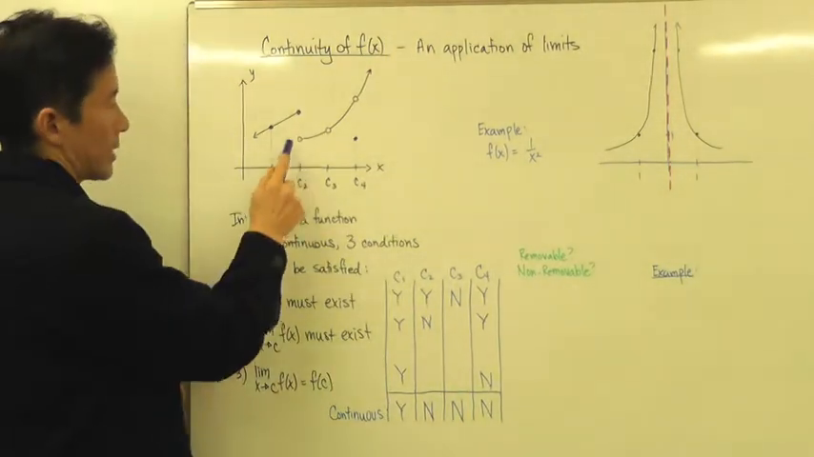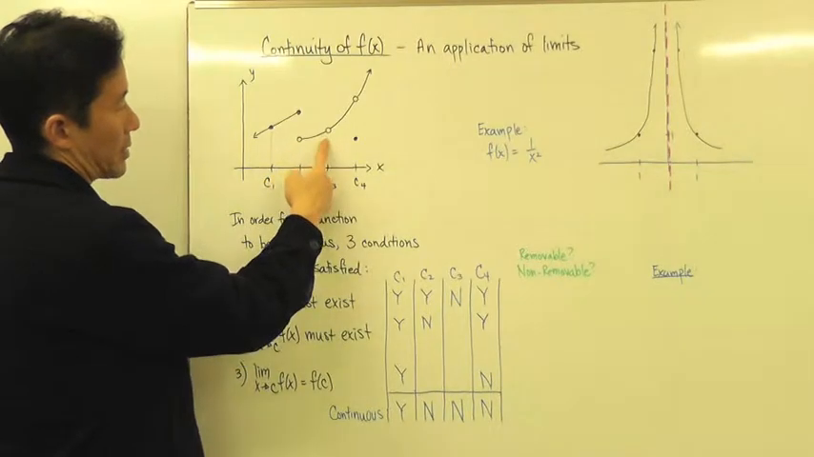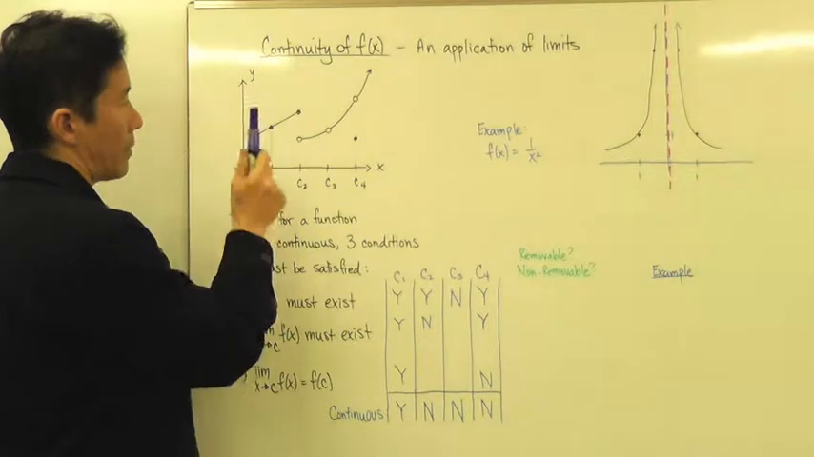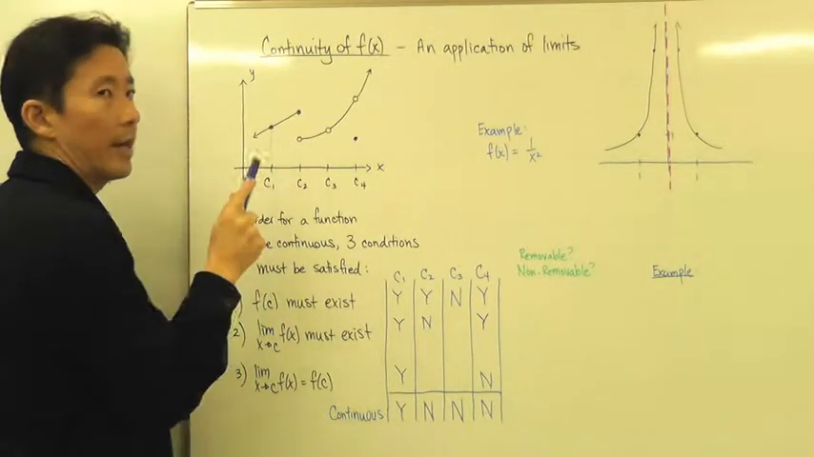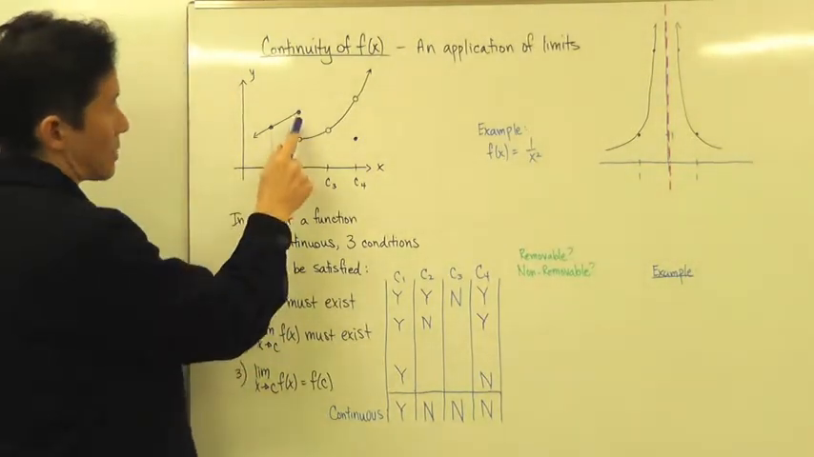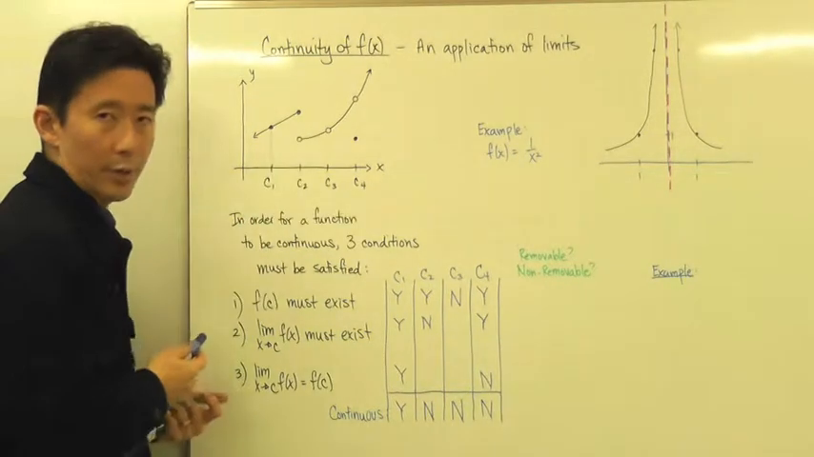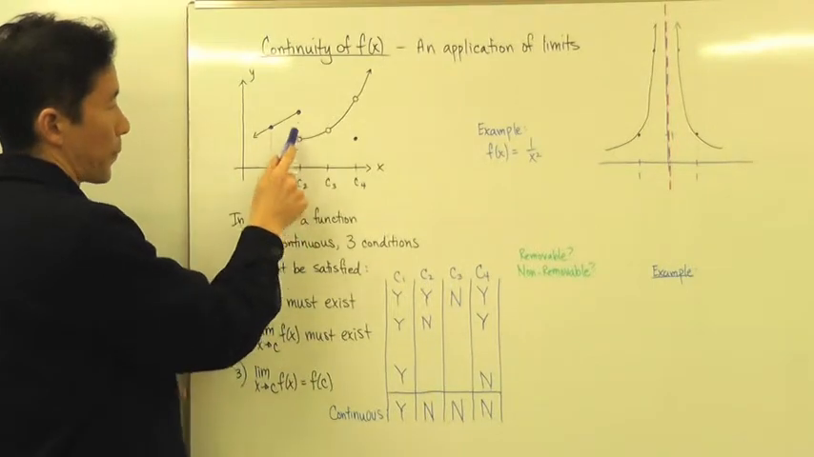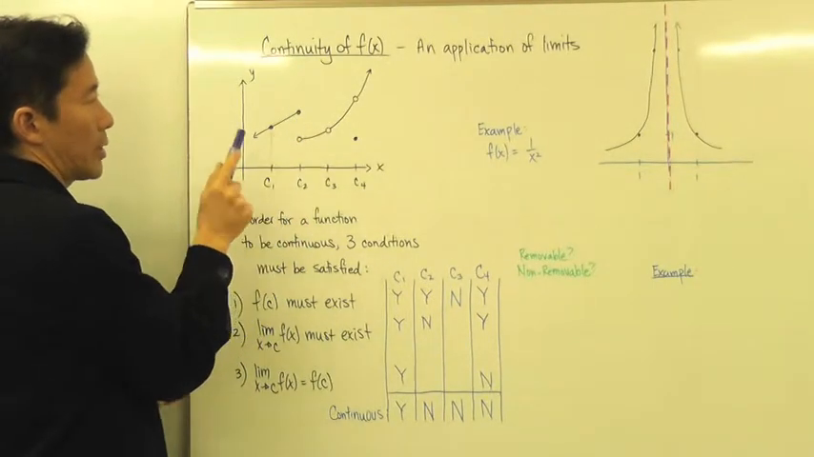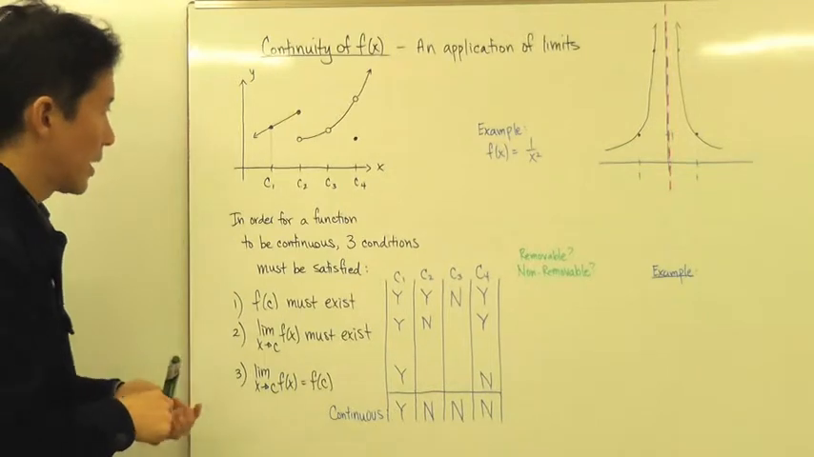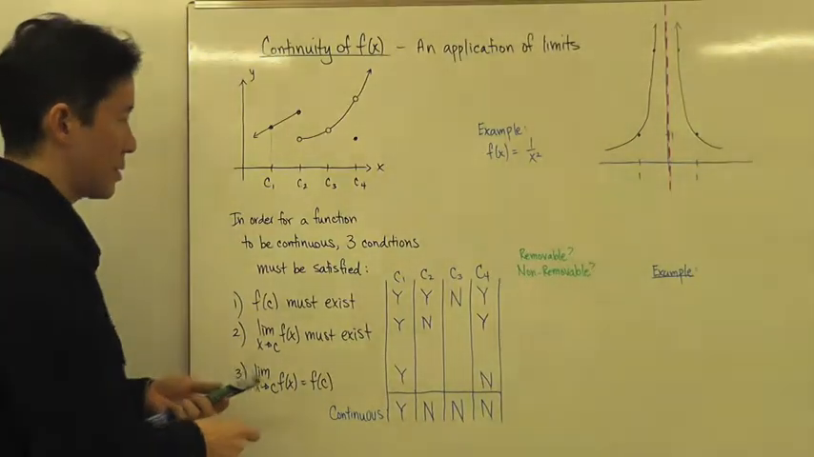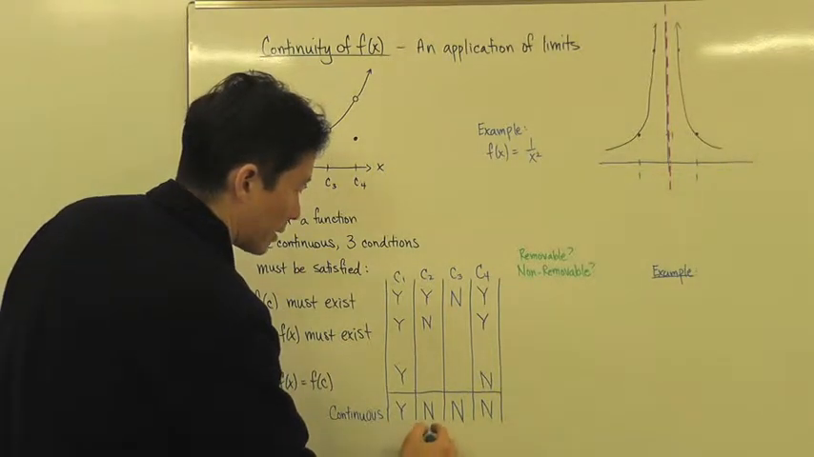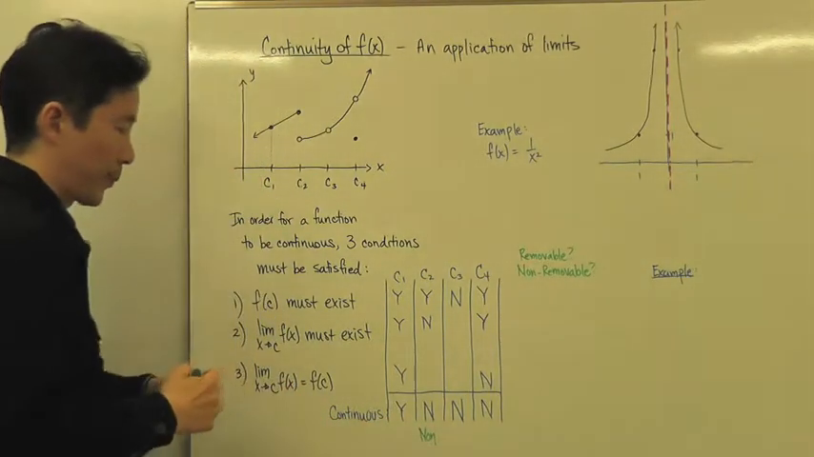Here's one of our points of discontinuity, here's another one, here's another one. Is there a way for me to make the function continuous just by adding a single point? In this case, there's this huge gap that I have to bridge. So for this particular c sub 2, there is no way that I can put one point in there to make the function continuous. Therefore, I call c sub 2 non-removable.